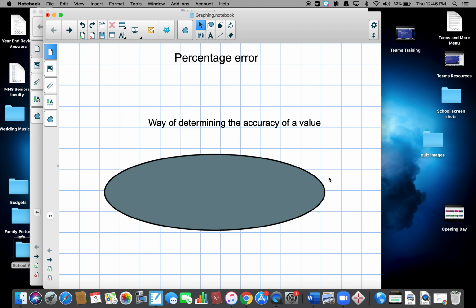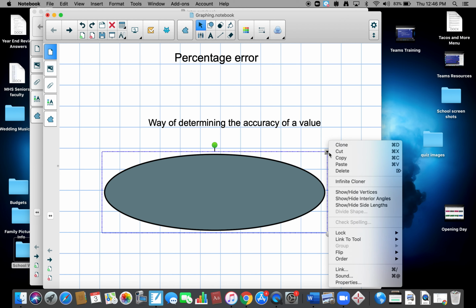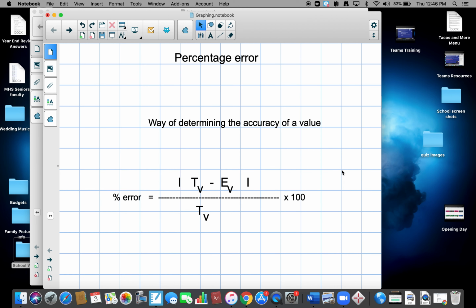the way of determining the accuracy of a value, and the equation we use is the absolute value of TV minus EV all over TV times 100 is percentage error. TV is a true value. EV is called the experimental. In other words, TV is what it's supposed to be. Experimental, what you come up with in the lab. And just so you know, acceptable error is considered less than or equal to 10%.